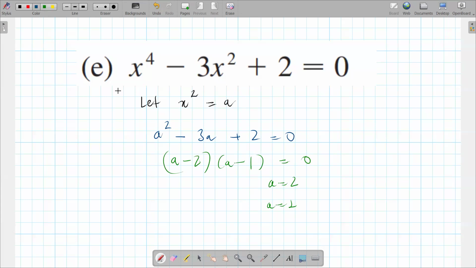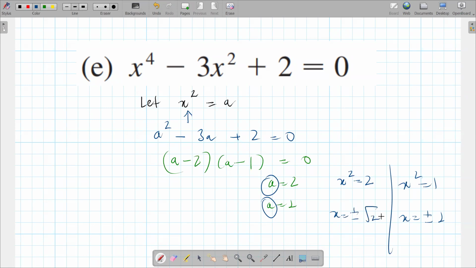So now what we do is we go back here. x squared was a, so x squared is 2, and x squared is 1. That means x is plus minus 1. At this level, the square root of anything is plus minus. And here it would be plus minus square root of 2. Cool? So it has 4 solutions.